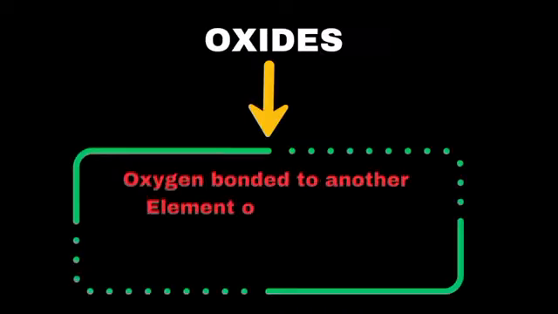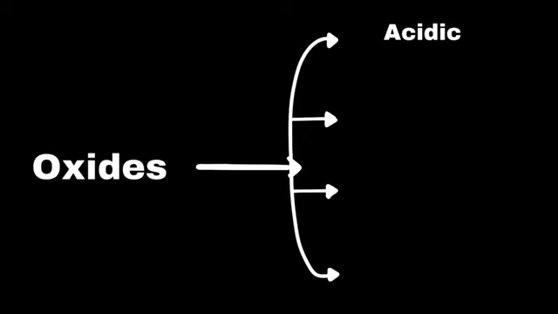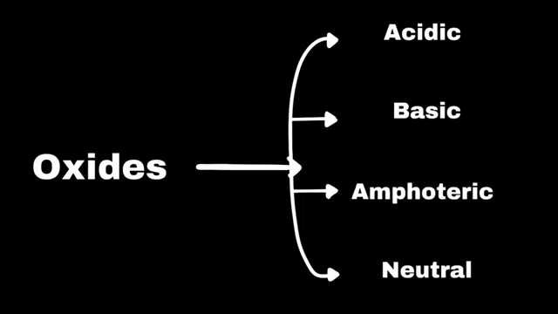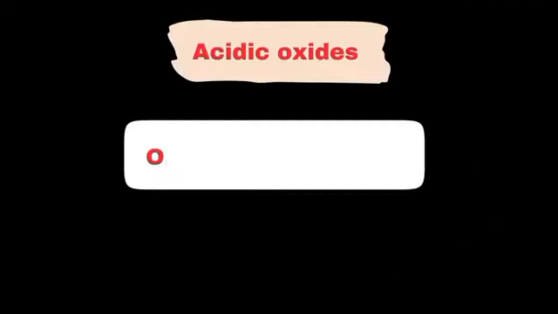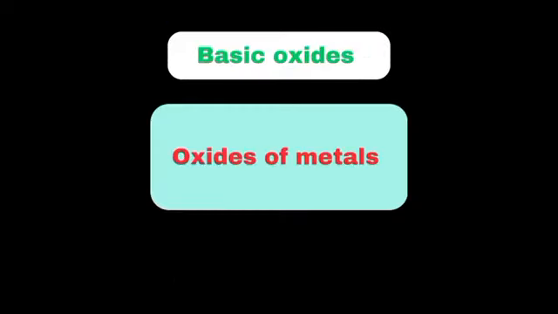Oxides are compounds that contain oxygen bonded to another element, or we can say binary compounds of oxygen with other elements. Oxides are further divided into acidic, basic, amphoteric, and neutral oxides. The oxides of nonmetals are called acidic oxides. For example, carbon dioxide reacts with water to form carbonic acid. Basic oxides are the oxides of metals. One of the most common examples is magnesium oxide.